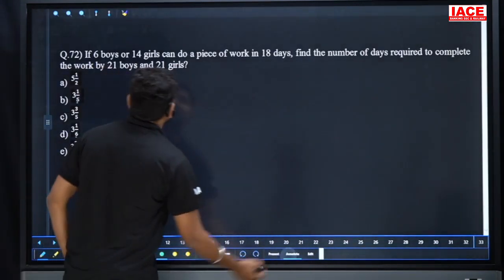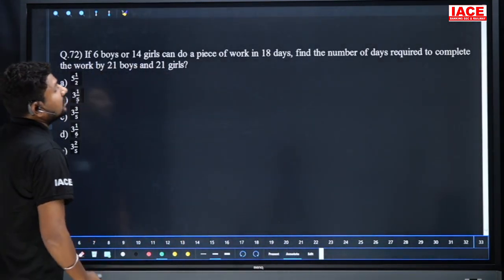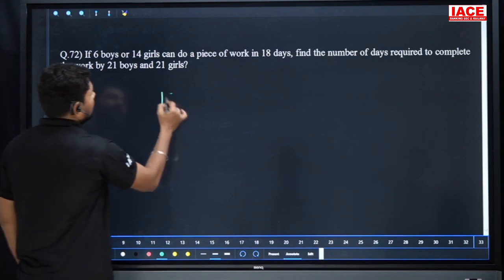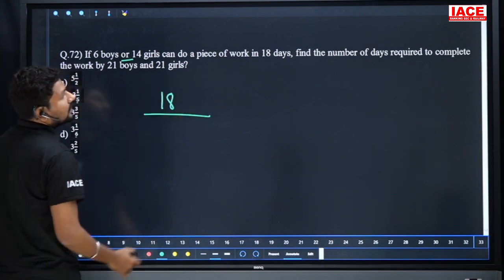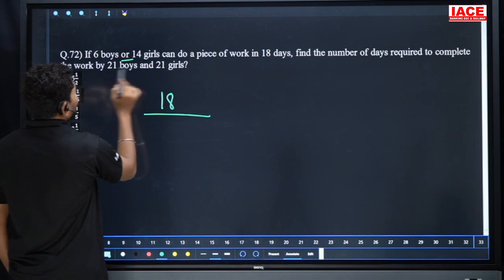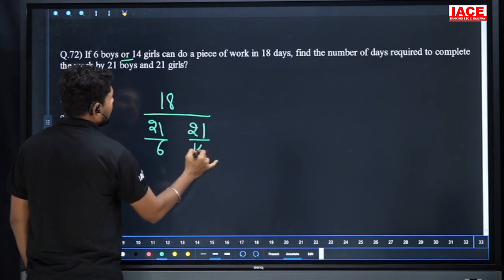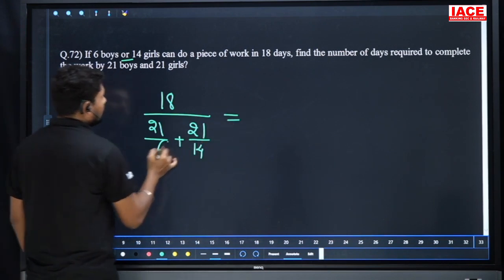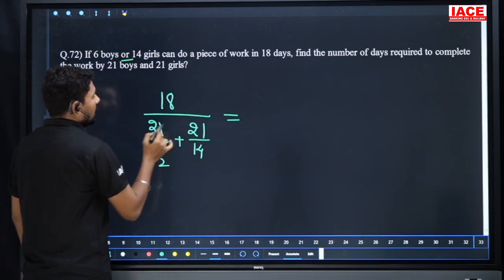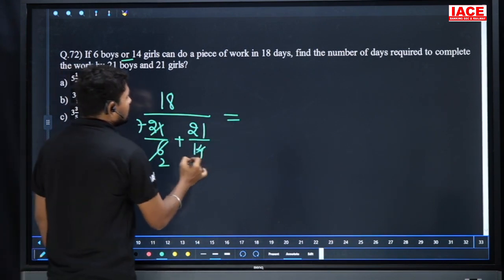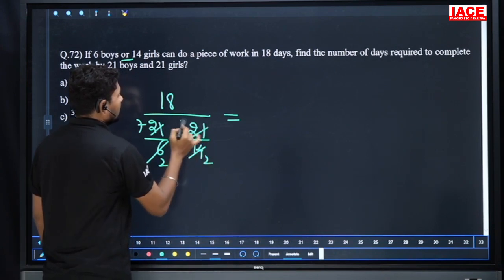If boys and 14 girls can do a piece of work in 18 days, 18 days, particularly they are mentioned. R. What we can do for R purpose? Here 21 boys and 21 girls is required. 21 boys and 26 girls. We have to divide it this way. And 2, so 3 2s are and 3 7s are. And here is 7 2s are and 7 3s are.